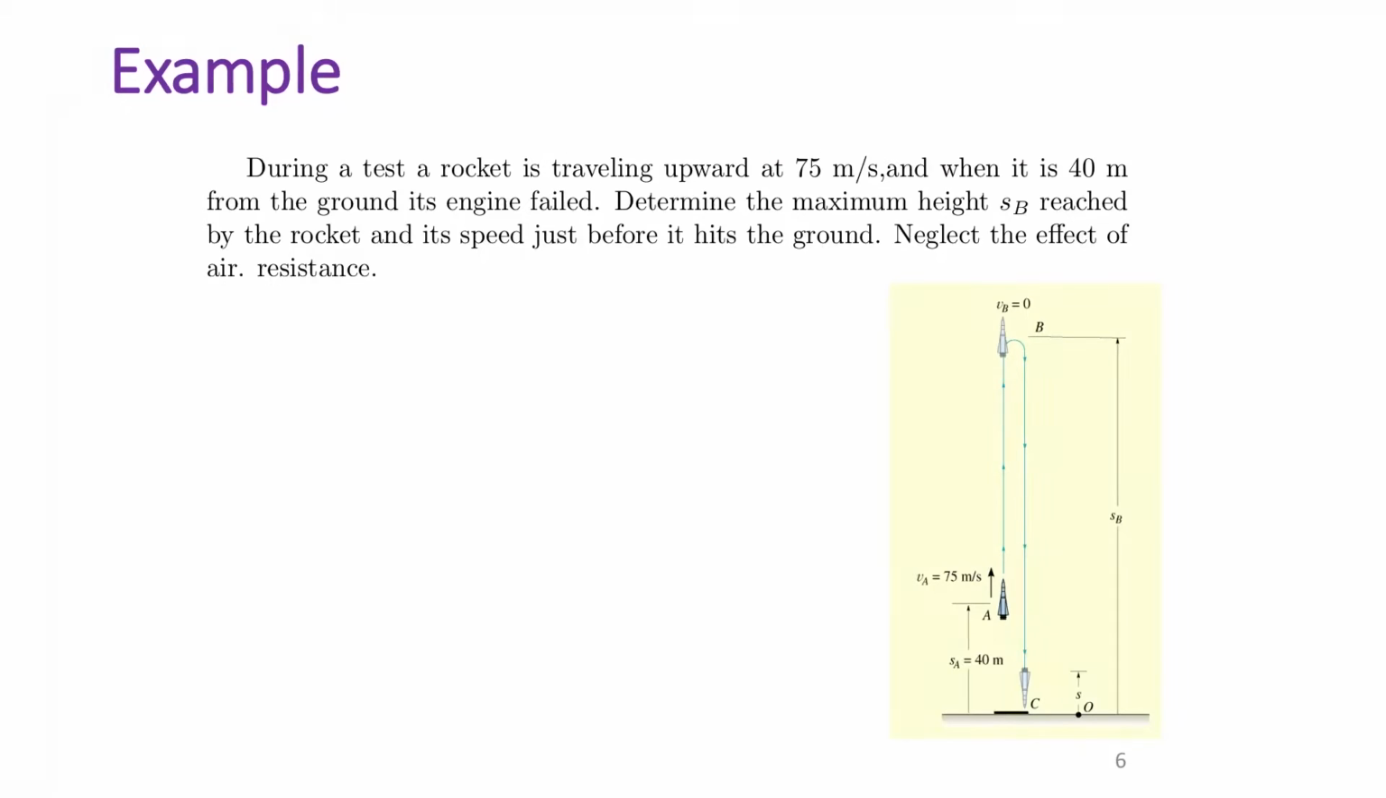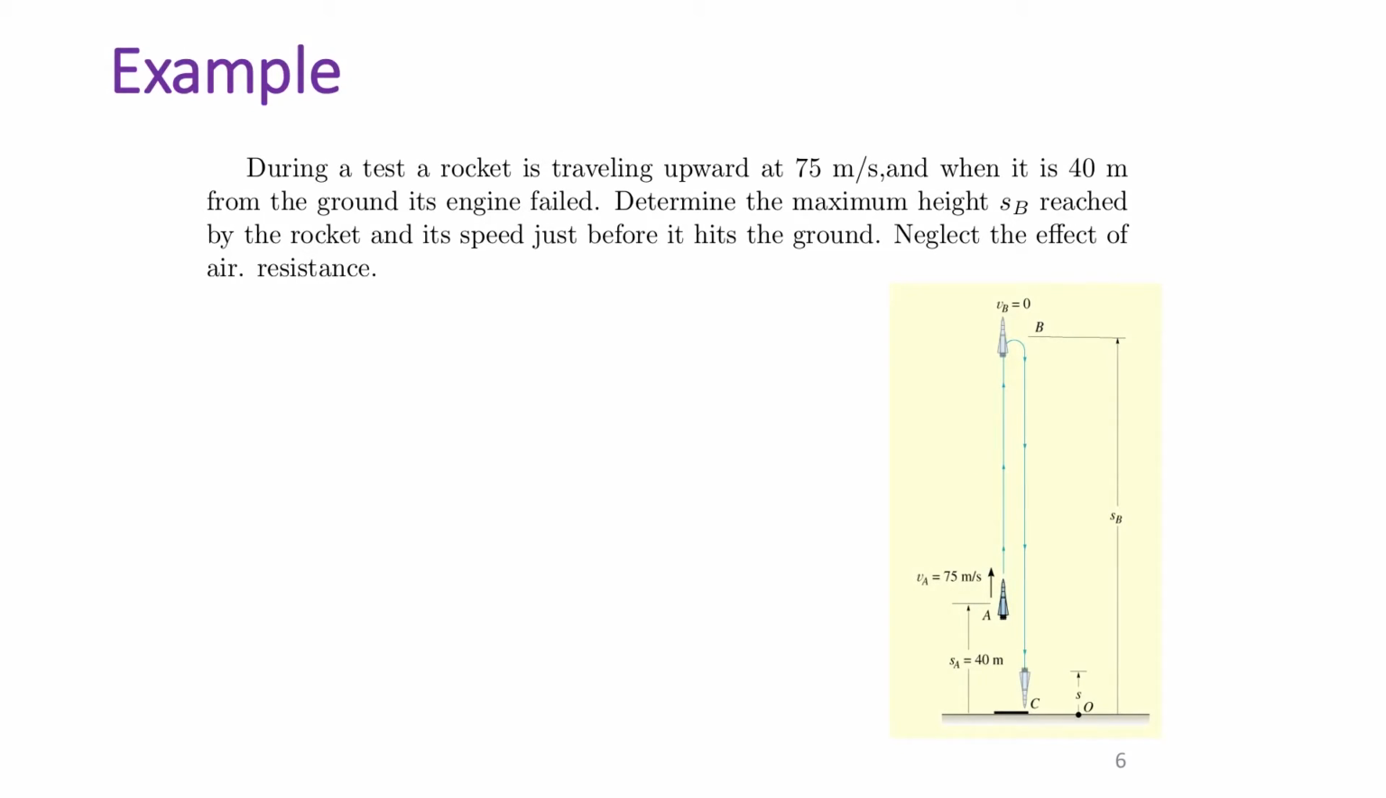Now, let's have this example. As I mentioned in the beginning of the session, in this example, during a test, a rocket is traveling upward at a 75 meter per second velocity, and when it is at 40 meter, look downward over here, that's 40 meter, the engine failed.